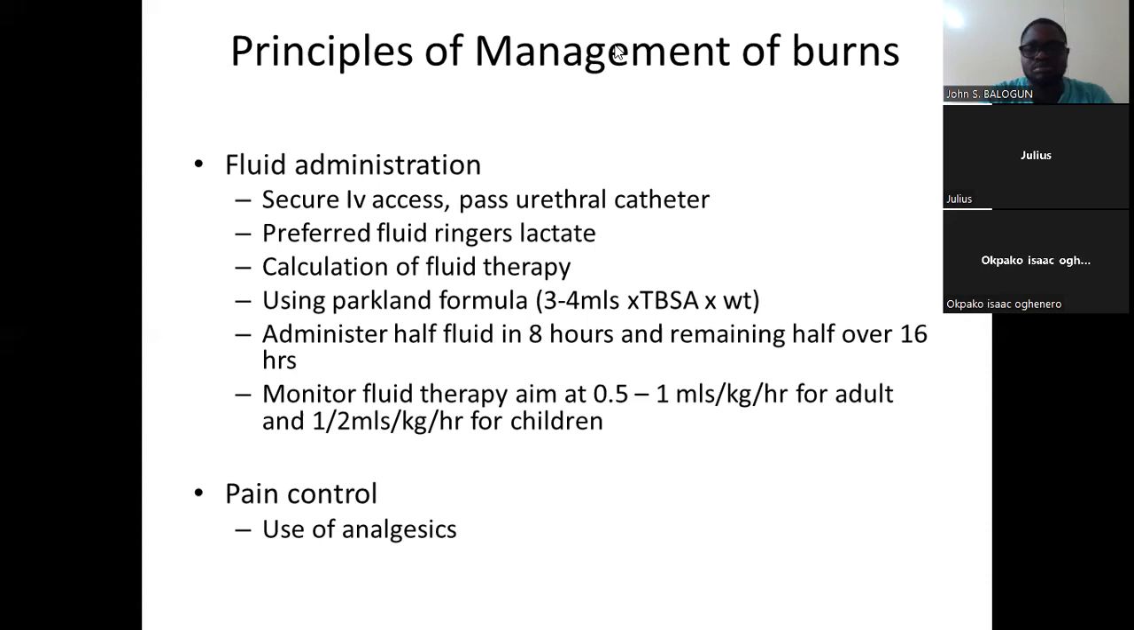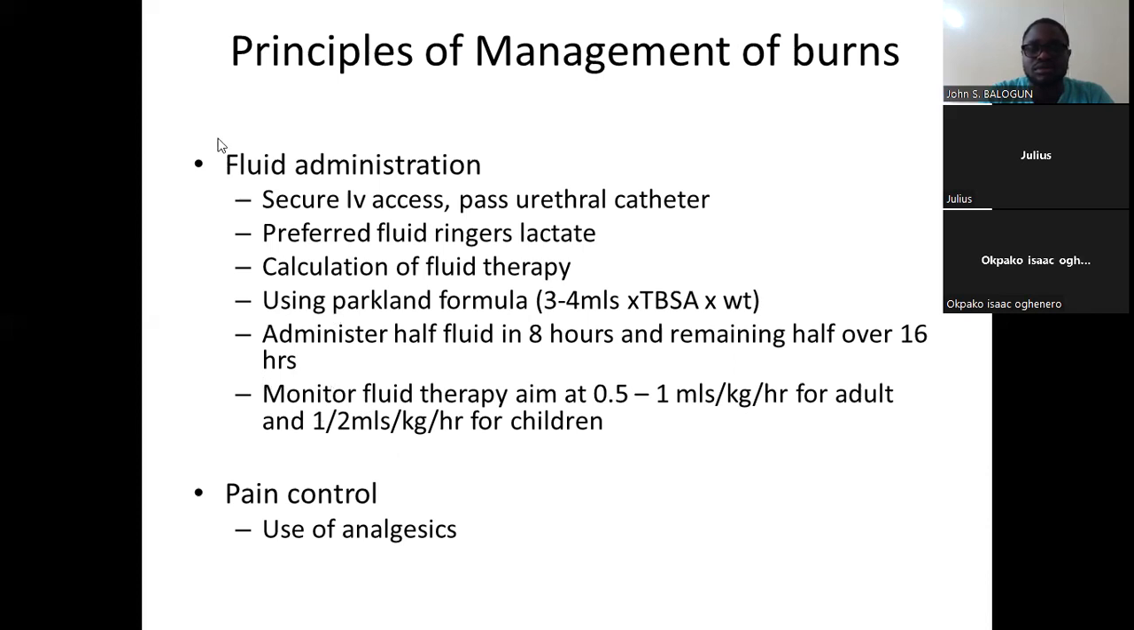So these are some of the tricks that they may use in your exam to bulldoze you. When you are giving your fluid, you must monitor your urine output, and you want to aim at 0.5 to 1 ml per kg per hour for adults and 1 to 2 ml per kg per hour for children. Once you are giving your fluid, again, superficial burns and partial burns are usually painful, so you want to give the patient analgesia. Pain medication.